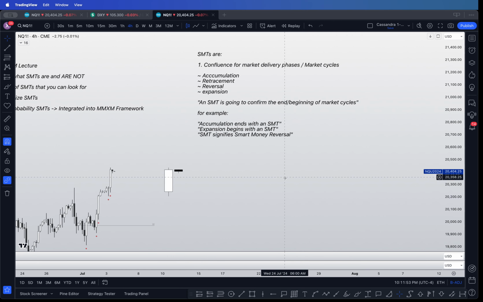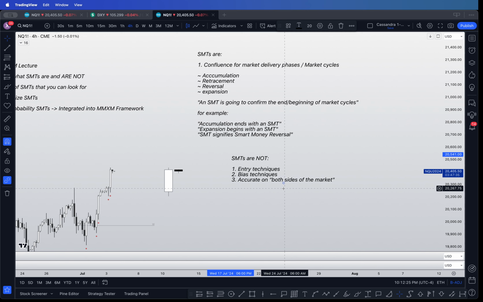Now let's talk about what SMTs are not. SMTs are not entry techniques. They are not bias techniques. And they are not accurate on both sides of the market. Now, why do I make an emphasis on that third point?